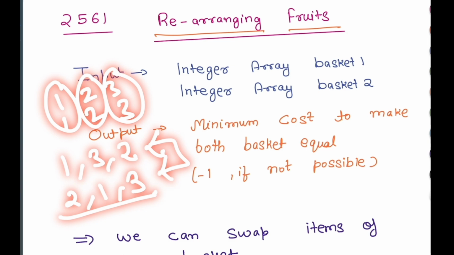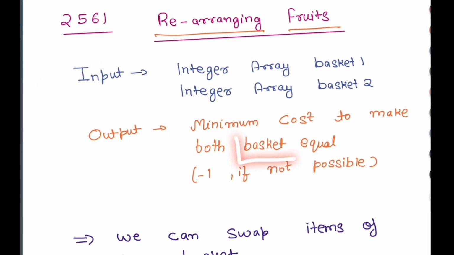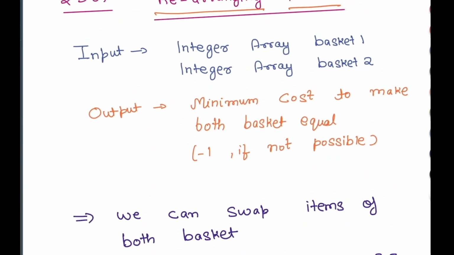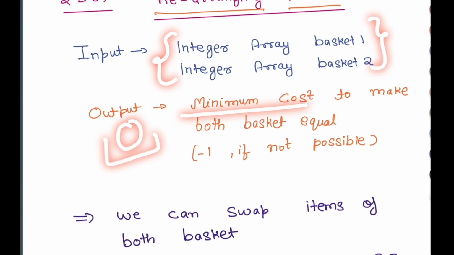We can also check it in a different way. We can say they should have the same elements even if they are in different orders. We have 1, we have 2 and we have 3, right? Alright, so now we know how we can find if a basket is equal or not. We should focus on finding how we can make both the baskets equal if they are not initially equal. If they are initially equal, the minimum cost is going to be 0. If you cannot make them equal, it will be -1.